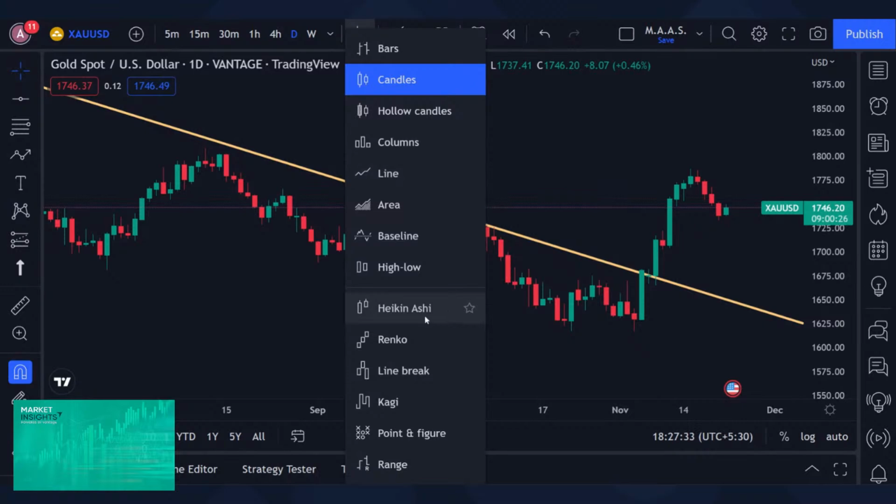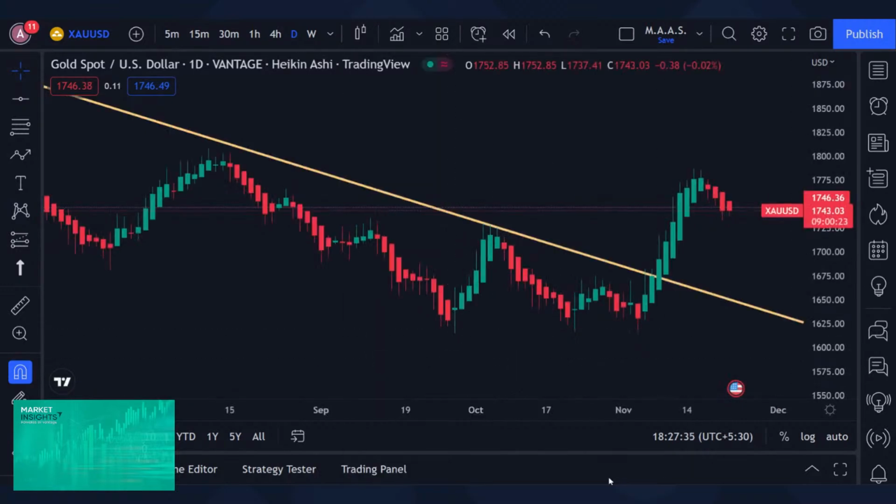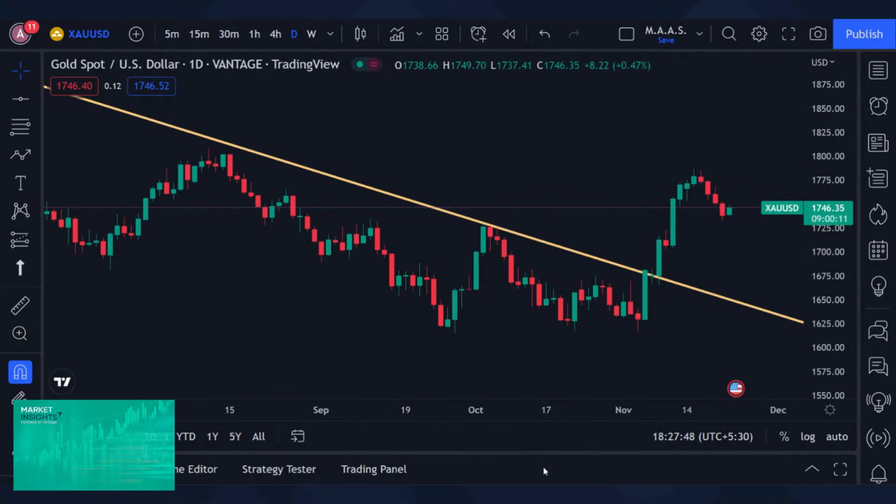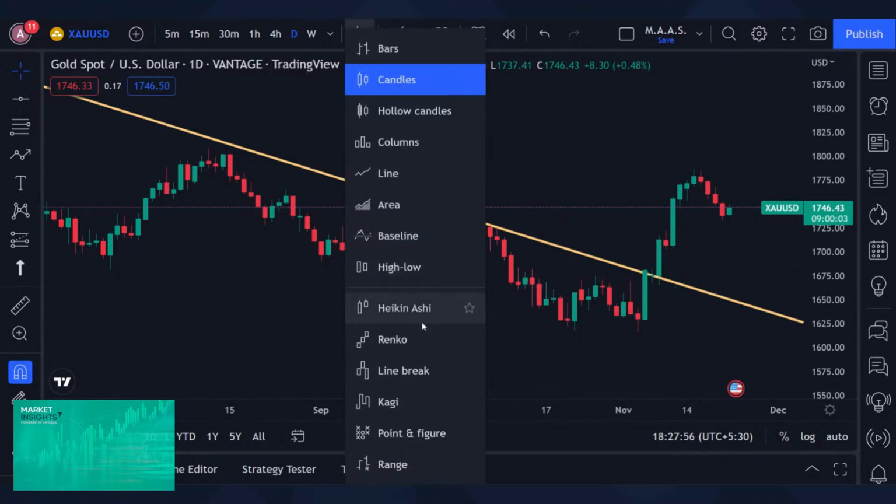And now let's just switch it up to Heikin Ashi. Now look at this. What is the difference? Your brain will tell you that this looks organized when compared to this. This does not look organized and I don't like it. Your brain will say to you that let's switch to this particular thing only.